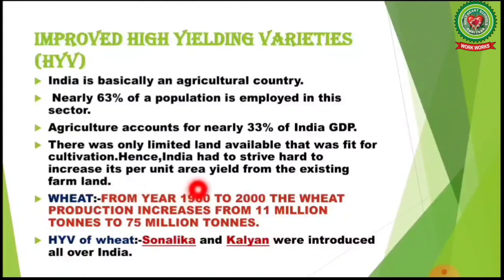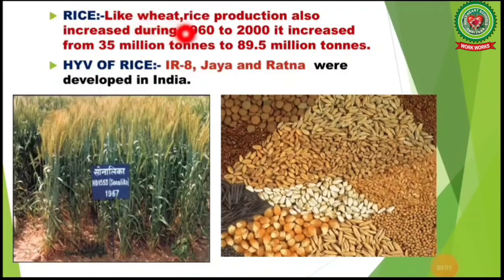Talking about wheat, from the year 1960 that we have already discussed, when the Green Revolution was started and varieties were introduced in India from Mexico, to 2000, the wheat production increased from 11 million tons to 75 million tons. And the HYV of wheat are Sonalika and Kalyan, which were introduced all over India. Like wheat, rice production also increased during 1960 to 2000. It increased from 35 million tons to 89.5 million tons.